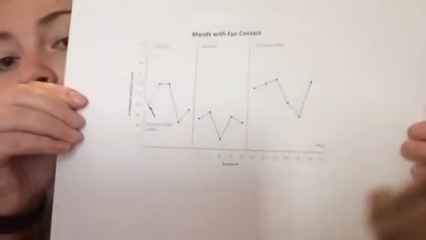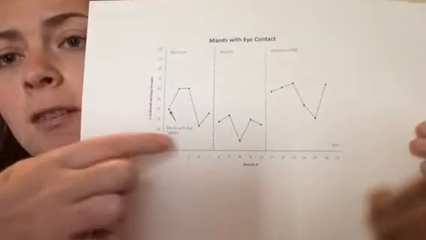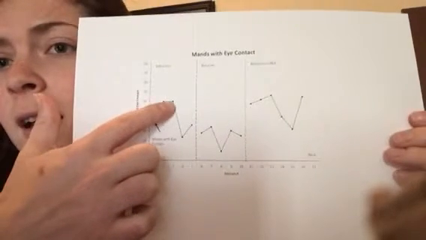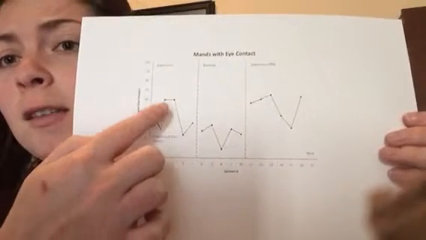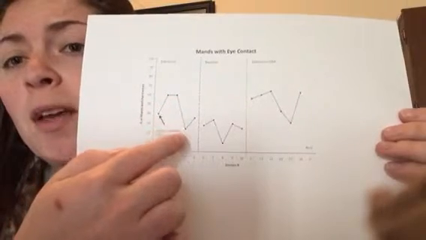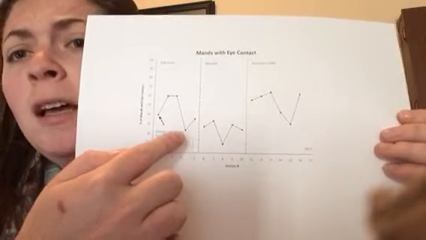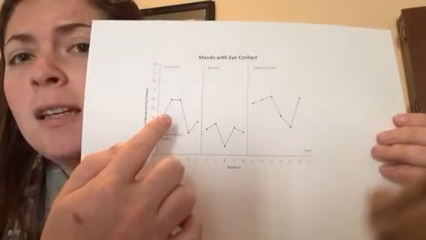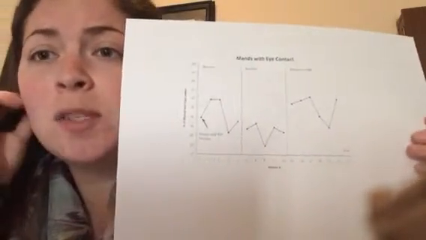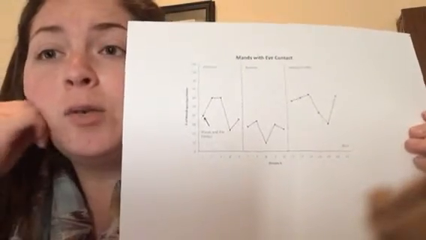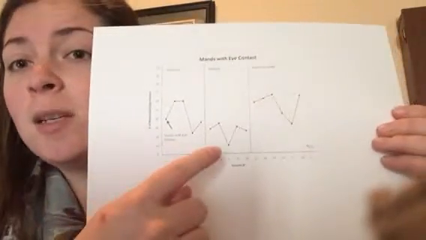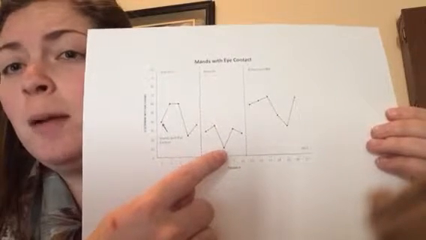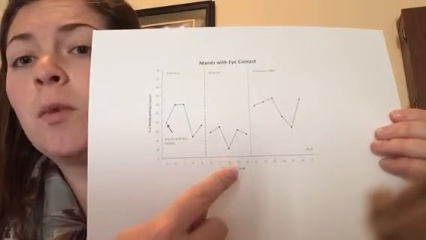So the results are right here. And as you can see, during the extinction phase, we had a little bit of an increase in trend, and then we had a really, really low day. And we weren't getting anywhere above 60% of mands with eye contact, which was just not enough to continue treatment. So we decided to go back to baseline, and as you can see, there's a pretty significant drop in level when you go to baseline.